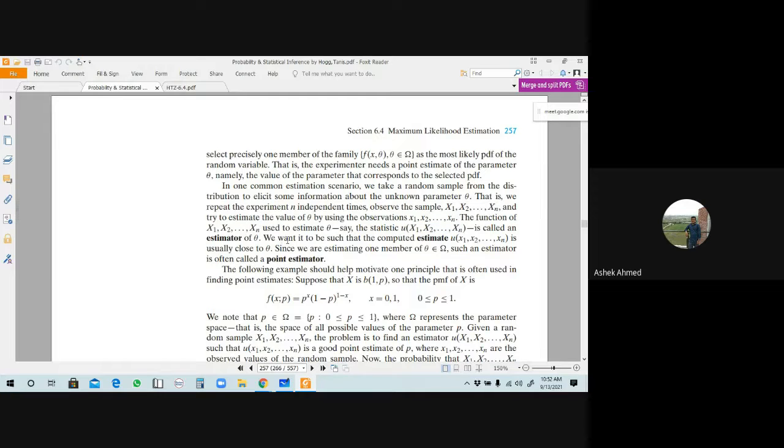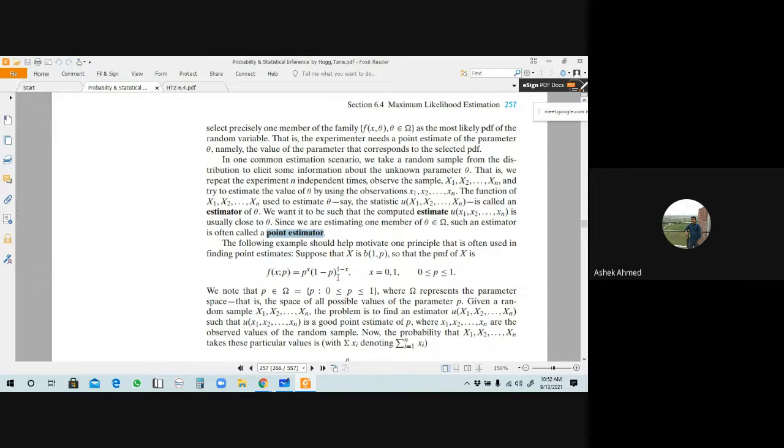Okay, we want it to be such that the computed estimate, U of x1 up to xn, is usually close to what value? Close to theta, since we are estimating one member of tau, an omega, a member which theta represents. Such an estimator is called a point estimator. So the estimate we get based on the value of theta will be called a point estimator.